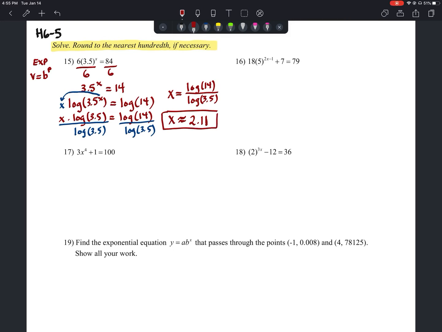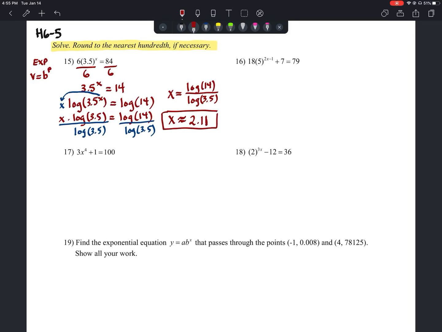Let's move on to number 16. Number 16 is, if you were in class, we did this one as a warm-up problem. If you weren't in class here, then this is a great opportunity for you to catch up and see what we did. So we did 18 times 5 to the power of 2x minus 1 plus 7 equals 79.